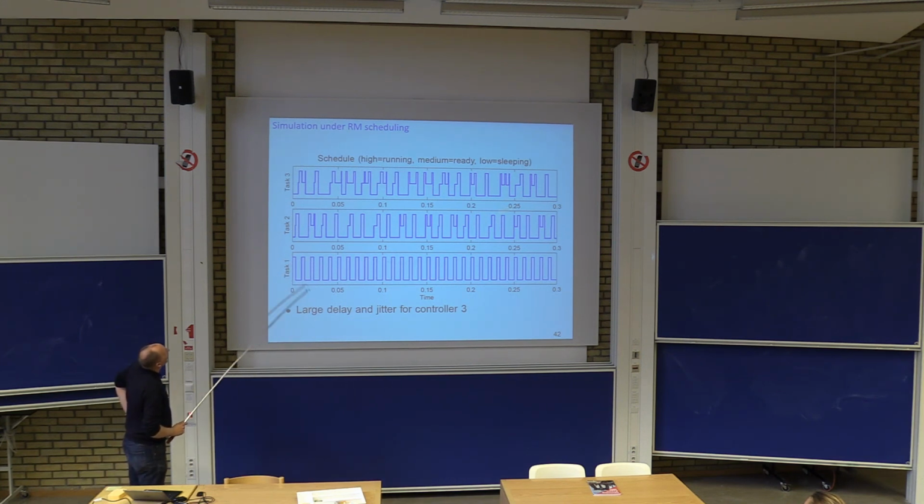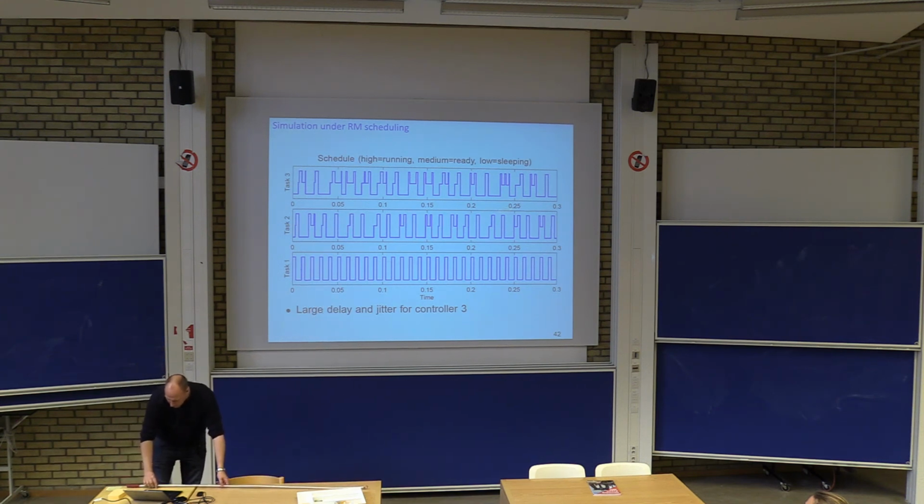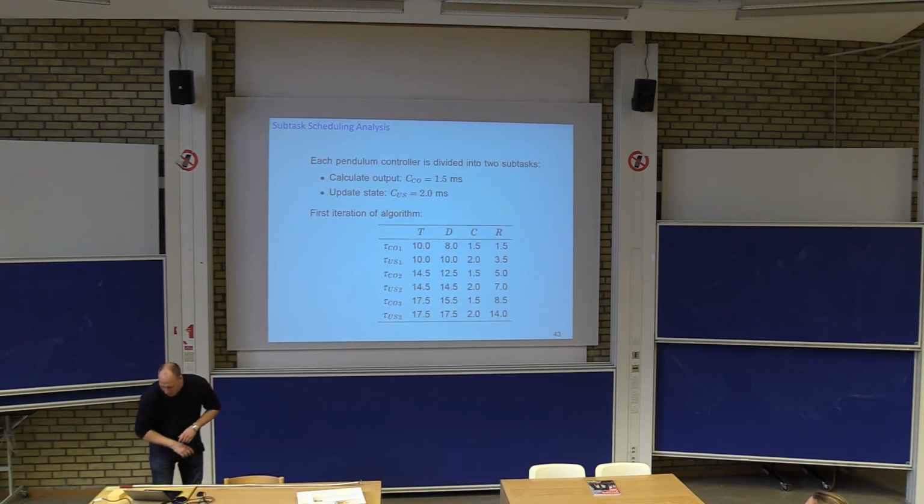This is a simulation under rate monotonic scheduling where we have tasks 1, 2, and 3. When the signal is up here, that means that task 1 is executing, and here it's blocked. And we see that for task 1, it always gets access to the processor when it wants. But that's not the case for task 3, and this is the reason why things went bad. So I will try to wrap up here.